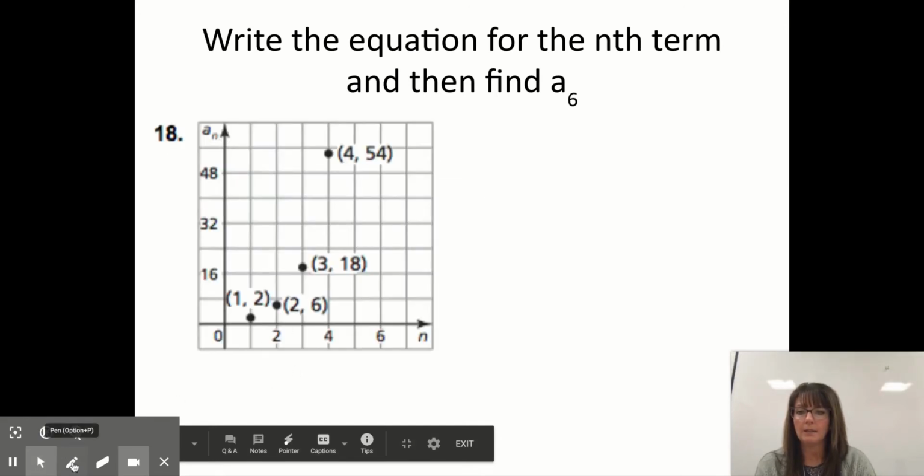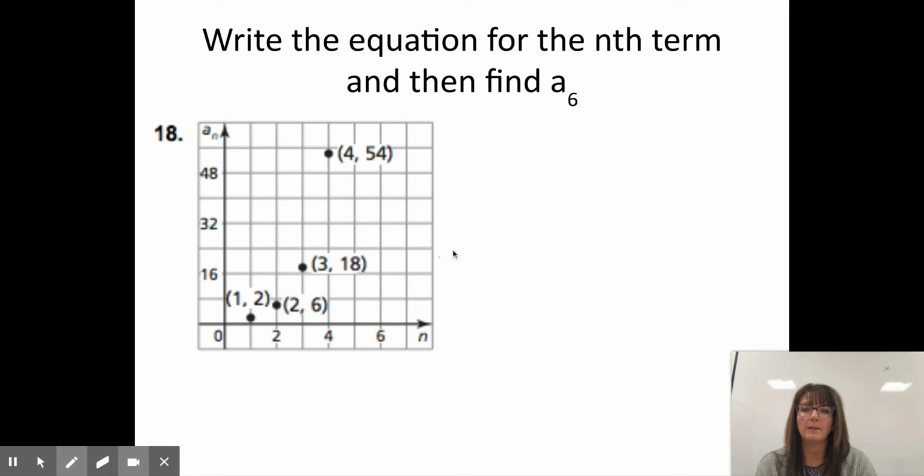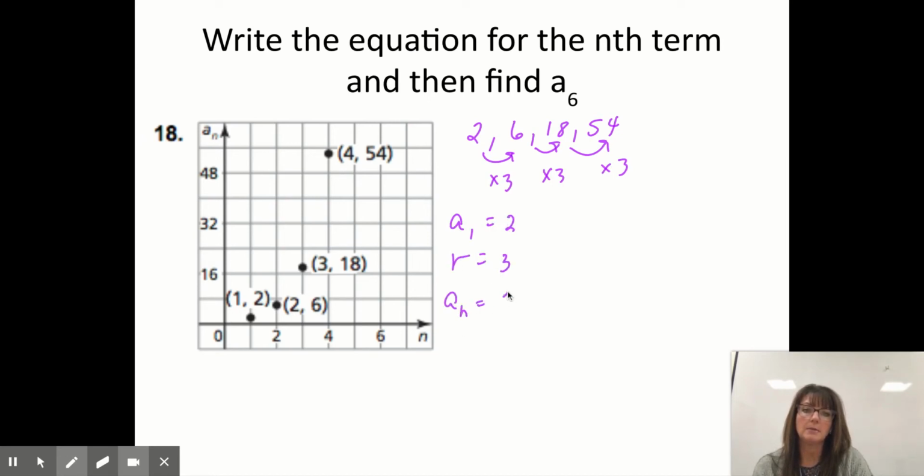All right, finally, we want to work from this. So I like to look at the, because we have the first, second, third, and fourth position. So let's just look at the range. Let's just look at the output values. Or you can make a table of values if you want to. I have 2, 6, 18, and 54. So let's find what my common ratio is. It looks like times 3. So a sub 1 is equal to 2. Common ratio is 3. So a sub n is equal to 2 times 3 to the n minus 1.